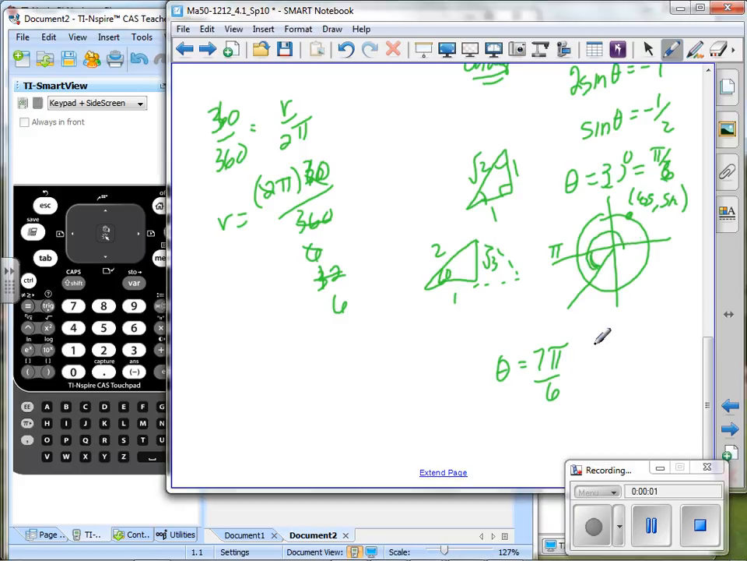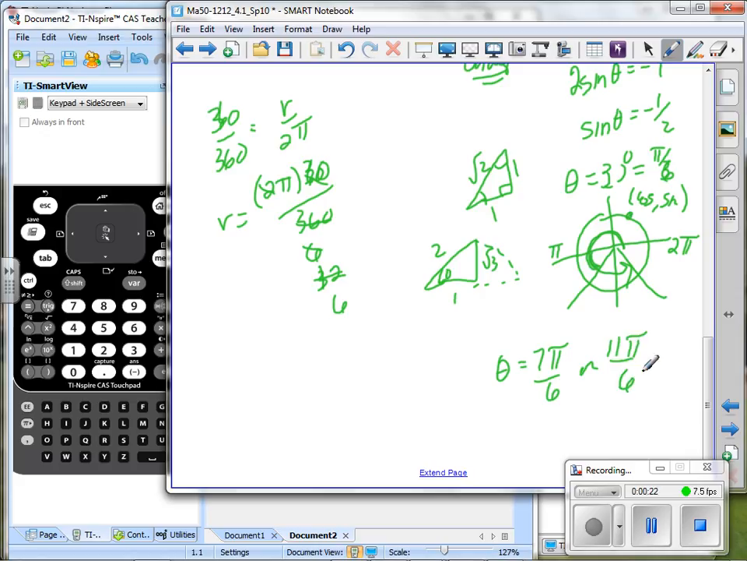Way over to here, but it could also go, how about this one, all the way over to here? We have 2. This now is my reference angle. If this is 2 pi, what's my other one? 2 pi minus that, so 11 pi divided by 6, okay?